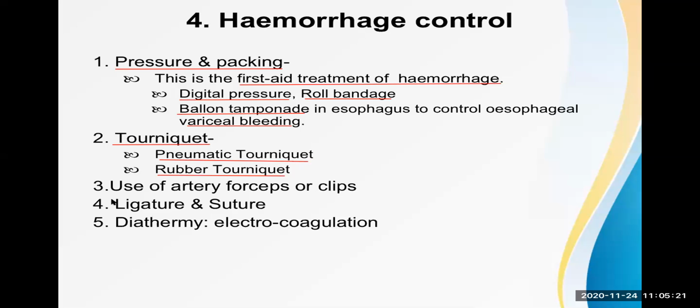Another important way is use of artery forceps or clips, which can be used easily in the hospital, especially during surgery. Use of ligature and suture, very commonly done during surgery once again, and use of diathermy, also known as cauterization or coagulation. This will cause electrocoagulation of that bleeding blood vessel, so that bleeding will stop. So artery forceps or clips, ligature and suture, and diathermy are very commonly applied during surgery or operation.